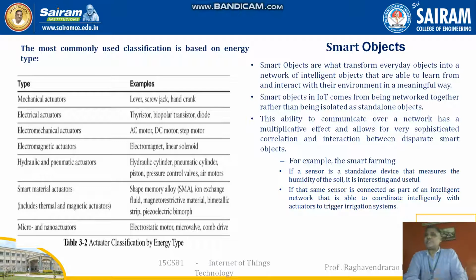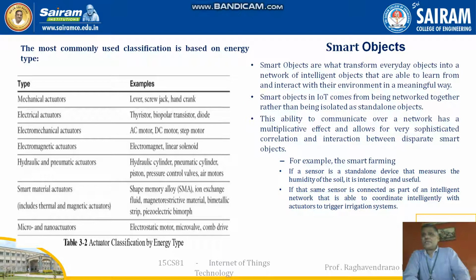rather than being isolated as standalone objects. Standalone objects are not called smart objects. Another definition says that this ability to communicate over the network has a multiplicative effect and allows for very sophisticated correlation and interaction between disparate smart objects. An example for this is the smartphone, which is what is being shown there.